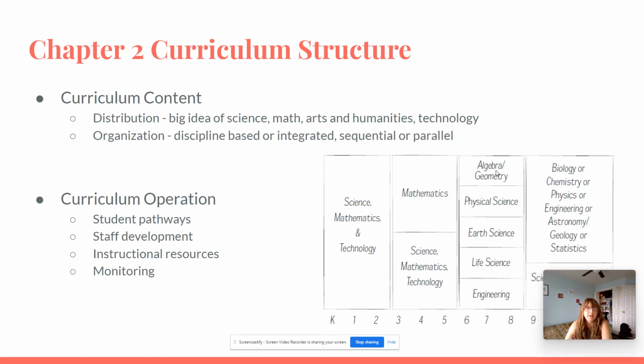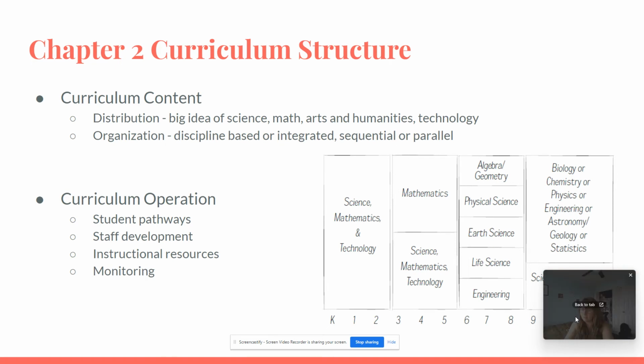So then the second main idea for chapter 2 was curriculum content. So distribution. That's kind of the big ideas. You've got science, math, arts and humanities, and technology. What is the focus going to be in those blocks of time?